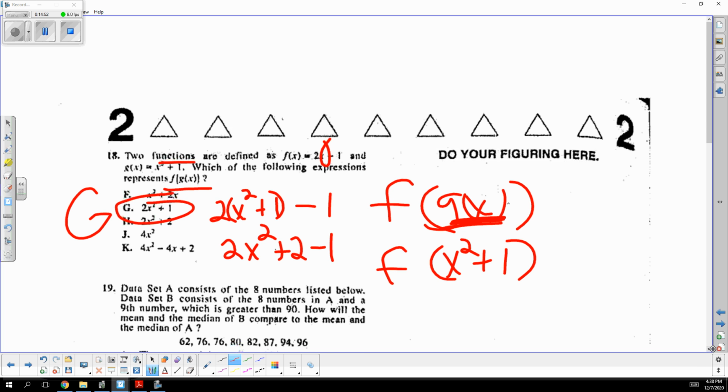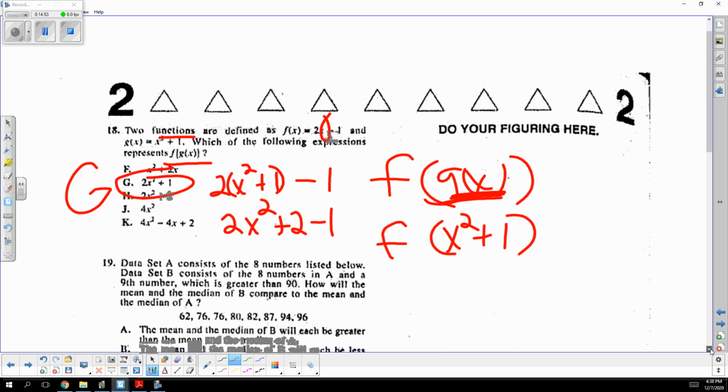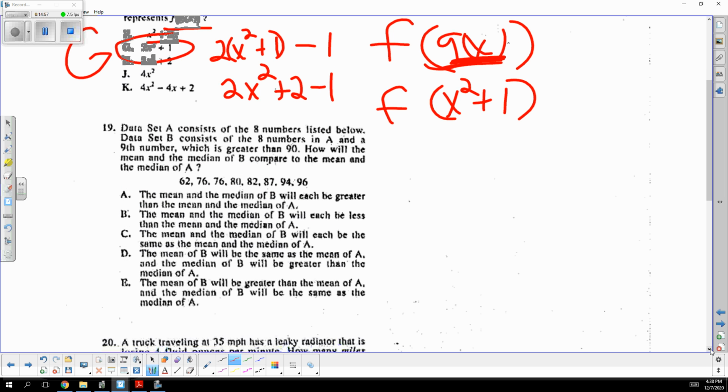19. Data A consists of 8 numbers listed below. I better do them in order. 62 looks low. 76 looks medium. 80, 82, 87, 94, 96. So what happens here, the median is right here, 81.